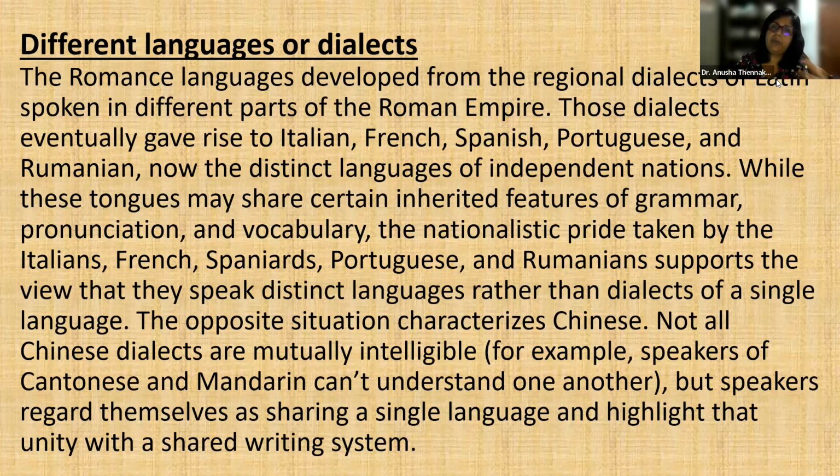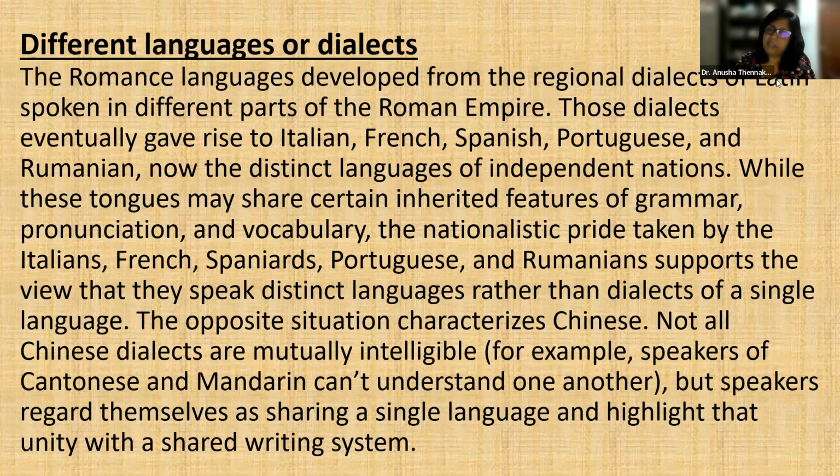Okay. So what we talked about earlier was about the dialects of the Latin language, which have now become independent languages of certain countries. But see what has happened in China. Not all Chinese dialects are mutually intelligible. For example, speakers of Cantonese and Mandarin can't understand one another. So in China, the biggest world population, they have different dialects, and two persons talking in two dialects cannot understand each other.